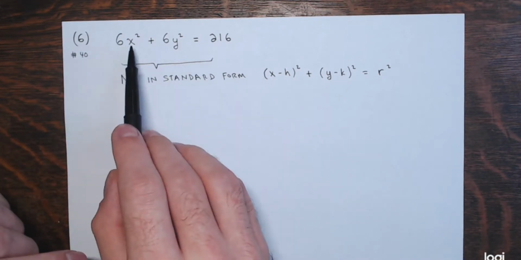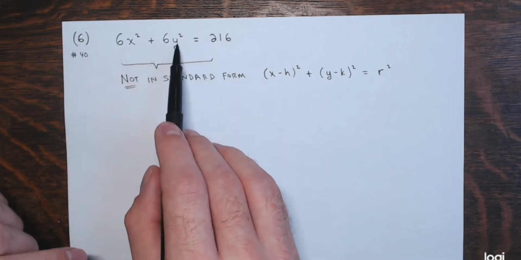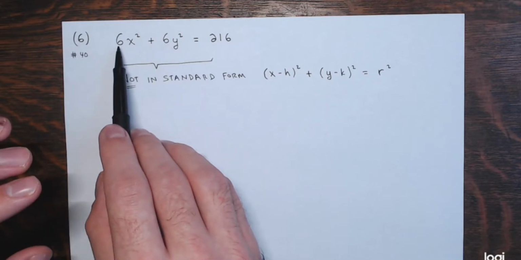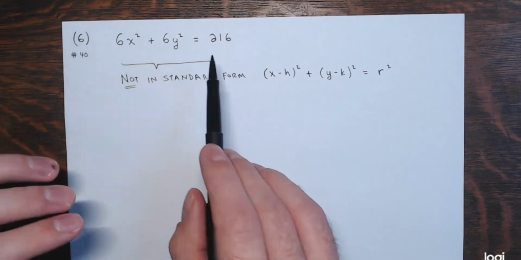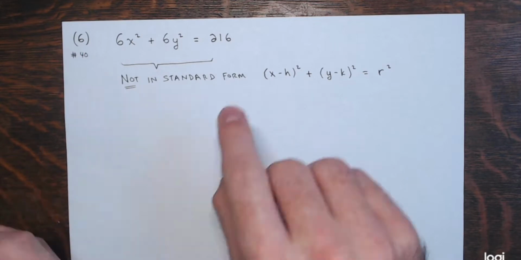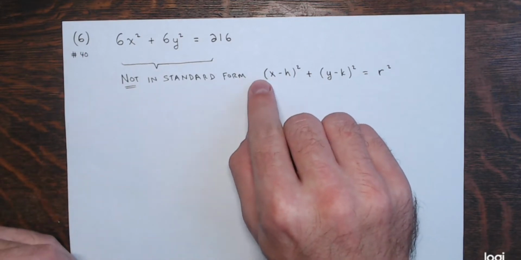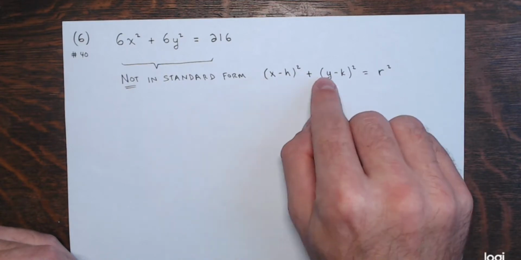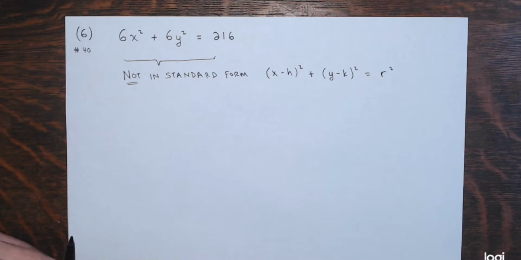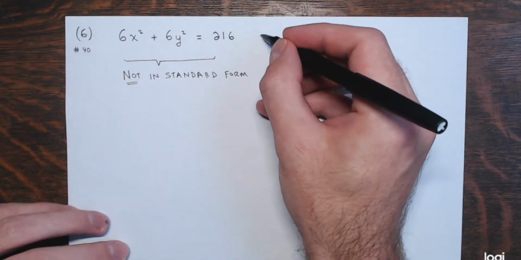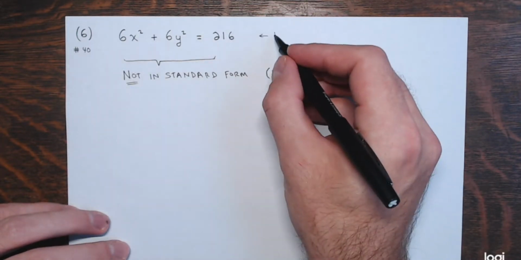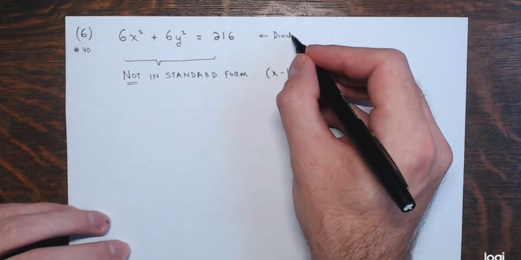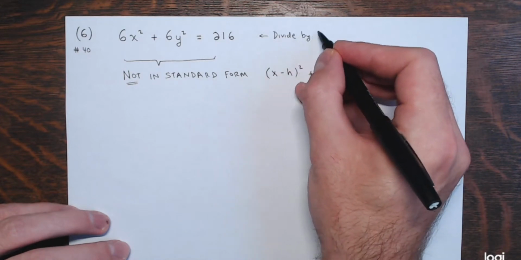Notice that, yeah, there's an x squared, plus there's a y squared, but there's a coefficient of 6 on these. In the standard form, the coefficient on these squares is 1. Right? Each of these squares has a coefficient of 1. So very simply, I just divide everything by 6 right now. And that will get rid of those 6's.